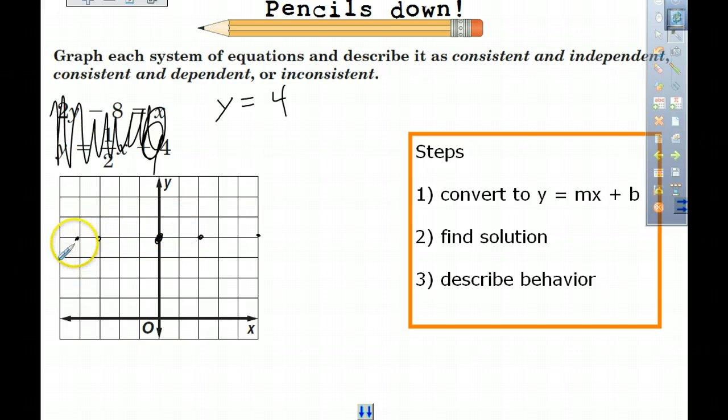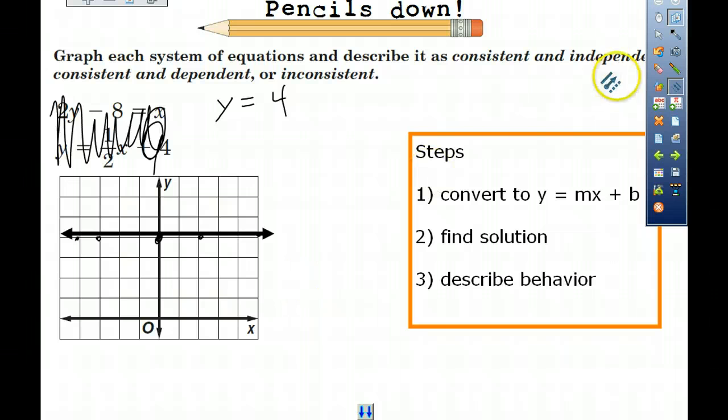Just for fun, what's the y-coordinate at all these points? 4. So the equation's called y equals 4. And the y-coordinates are all 4. Making connections. There's my lines.